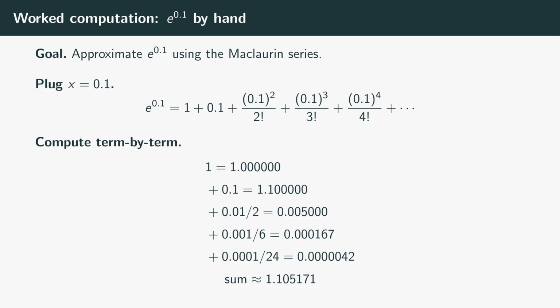To compute e to the 10 to 6 decimal places, you'd need a lot more. But for small x, Taylor series are the fastest game in town for transcendental functions. This is, by the way, exactly how your calculator computes e to the x internally. It doesn't have a magic e function chip. It runs a few terms of the Taylor series.